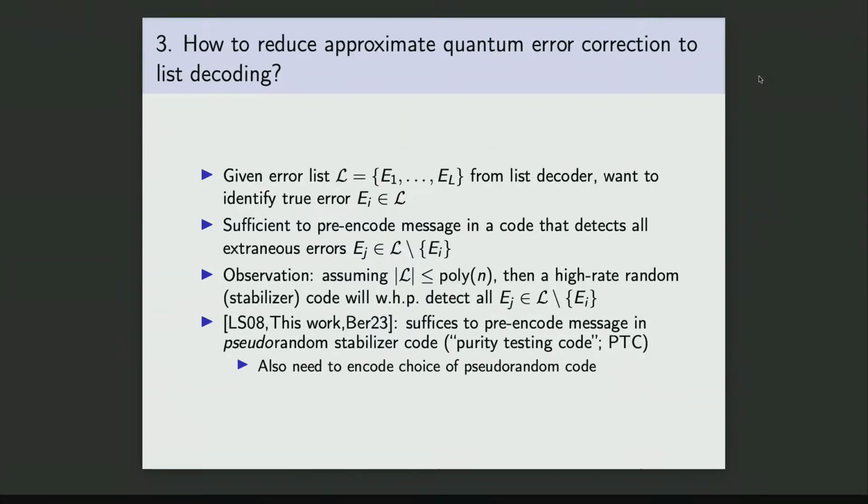Right, so for any fixed list, a high rate random code will with high probability detect all the errors. And the approach we take, which is motivated by a previous paper by Leung and Smith, and subsequently simplified in a follow-up work by Thiago, one of our co-authors, is that we don't need a fully random code here. We can actually just use a pseudo-random code, which is this thing called a purity testing code, or a PTC.